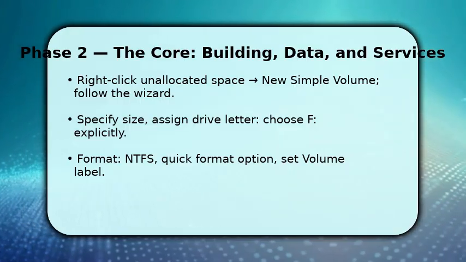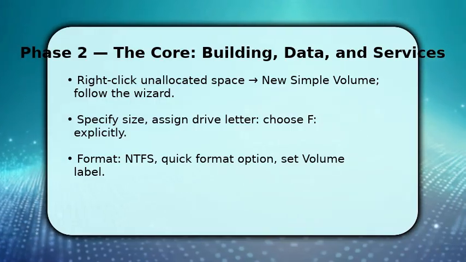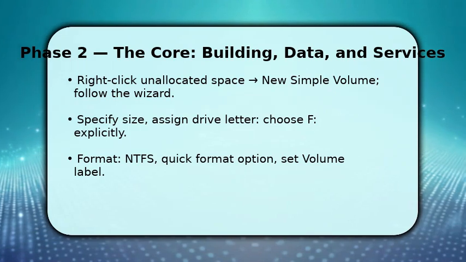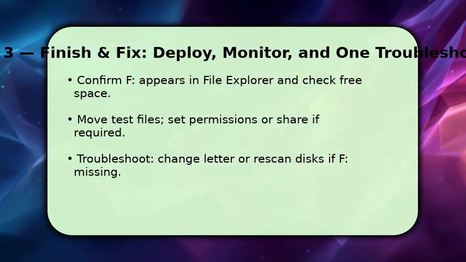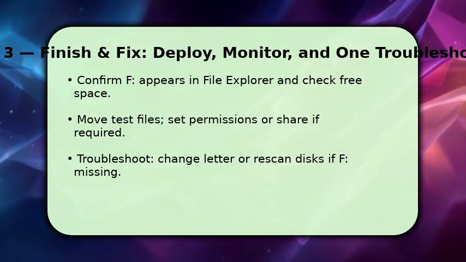You can change allocation unit size later if needed. Once formatted, Windows will register the volume. Make sure to give it a clear label so you can identify it quickly in Explorer. Finish by opening File Explorer and confirming the new F: drive appears with the expected free space and label.